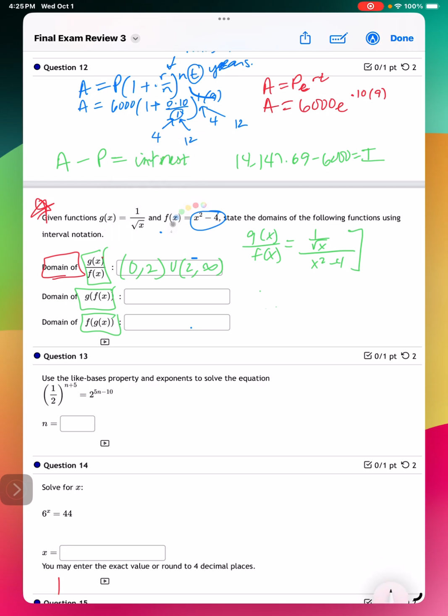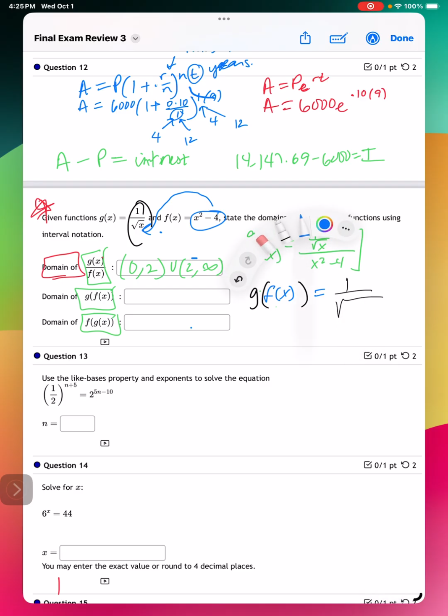Yellow's kind of hard. I'll do black, and this one in black. So when we're looking at the second one, we're looking at g of f of x, which means that the whole f function is going to go live in that g function. So what does that look like? That looks like 1 over the square root, but instead of seeing the x, we're going to put in x squared minus 4.